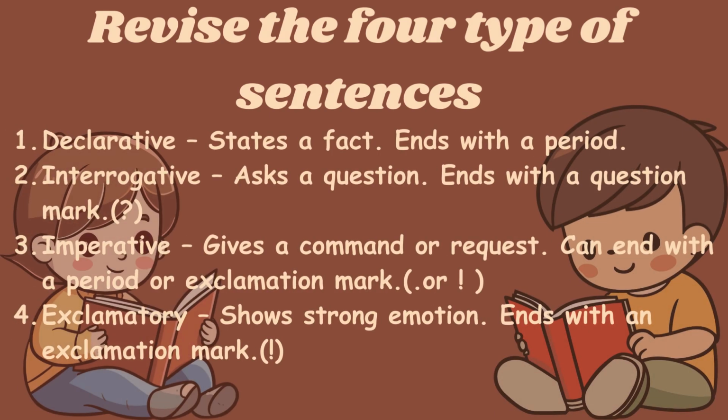Let's quickly review the four types of sentences. Declarative states a fact, ends with a period. Interrogative asks a question, ends with a question mark. Imperative gives a command or request, can end with a period or exclamation mark. Exclamatory shows strong emotion, ends with an exclamation mark.